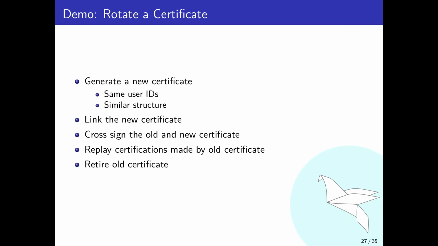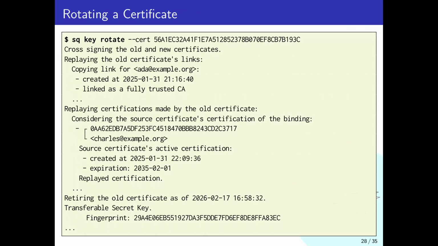All right, so that's a lot to unpack. So you can imagine that this is going to be really complicated. But you would be wrong, because sq provides a single command that does all of these things, which is the thing that you want it to do. There's sq key rotate. It takes a certificate, it cross-signs the old and the new certificates, it replays the links, it replays the certifications, it retires the old certificate in 6 months. Easy peasy.